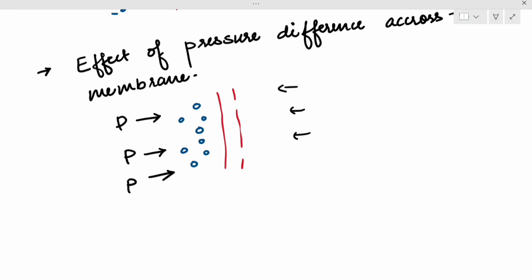Okay, so what will happen if the pressure is forcing those particular molecules? Then obviously this molecule will be moving to the other side of the membrane. Yes or no? Due to the pressure difference, on this side the pressure is much more. So that's why the molecules will get transported to the other side in the low pressure side. Okay, fine.